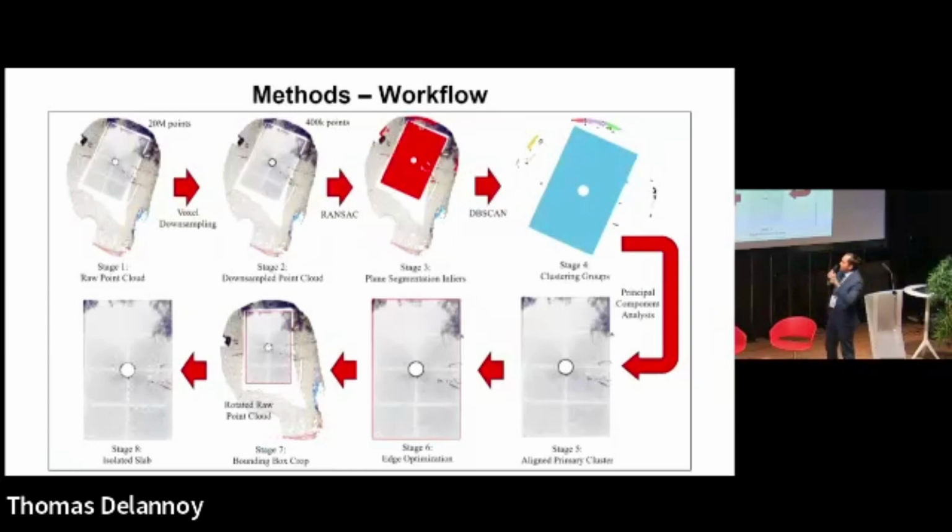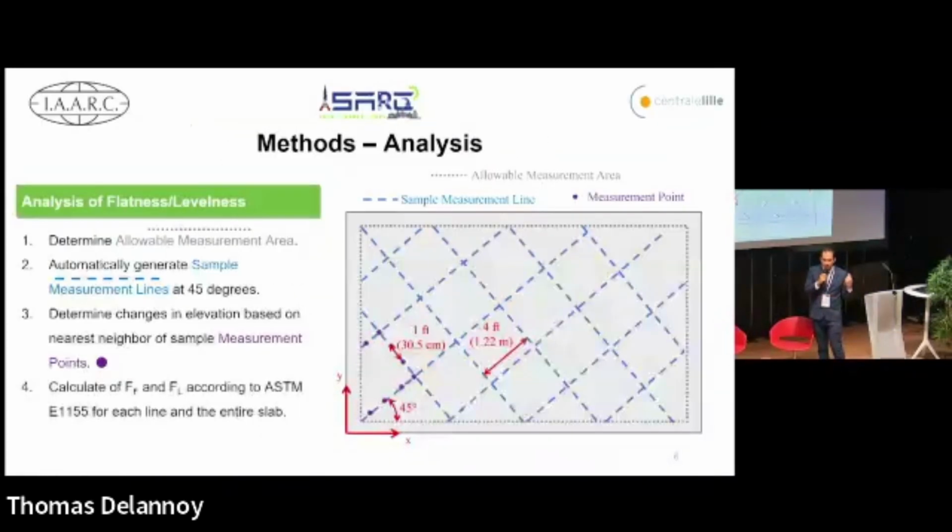Then once you have the isolated slab, you can rotate it and make it align with the major axis. Then you can detect the edge. So you do edge optimization to determine where the edge of the slab is, because you need this edge in order to go back to the original point cloud. Remember that we did downsampling, so we're not working with all the points. So then you have to go back and recover all the points from your slab in the raw point cloud, such that you obtain a fully dense isolated slab, and then you can run the analysis on it.